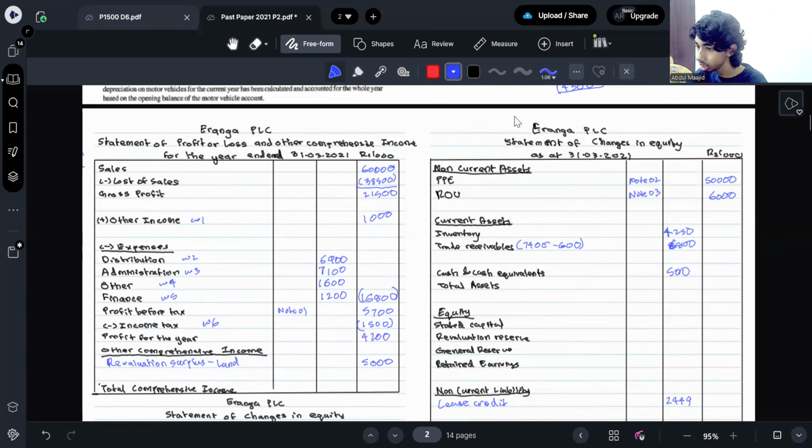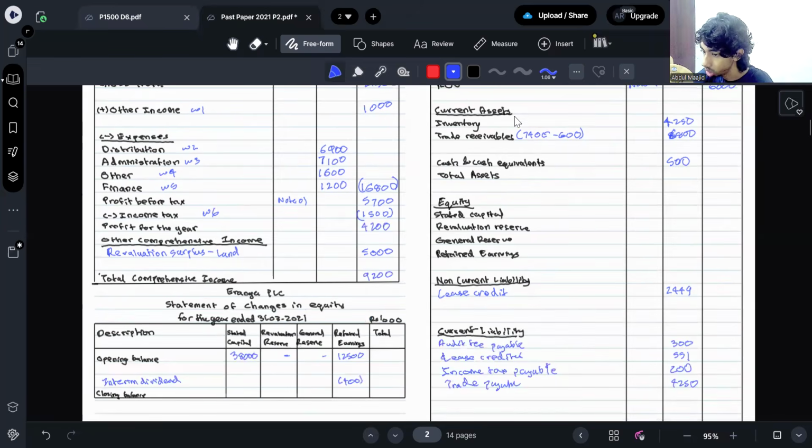For that, if you add the revaluation surplus of land, you get the total comprehensive income as 9,200,000. Now that 9,200,000 total comprehensive income, you have to record in statement of changes in equity. So profit for the year 4,200,000 will go under retained earnings, and the revaluation surplus will go to the revaluation reserve account. Now you can total your equity.